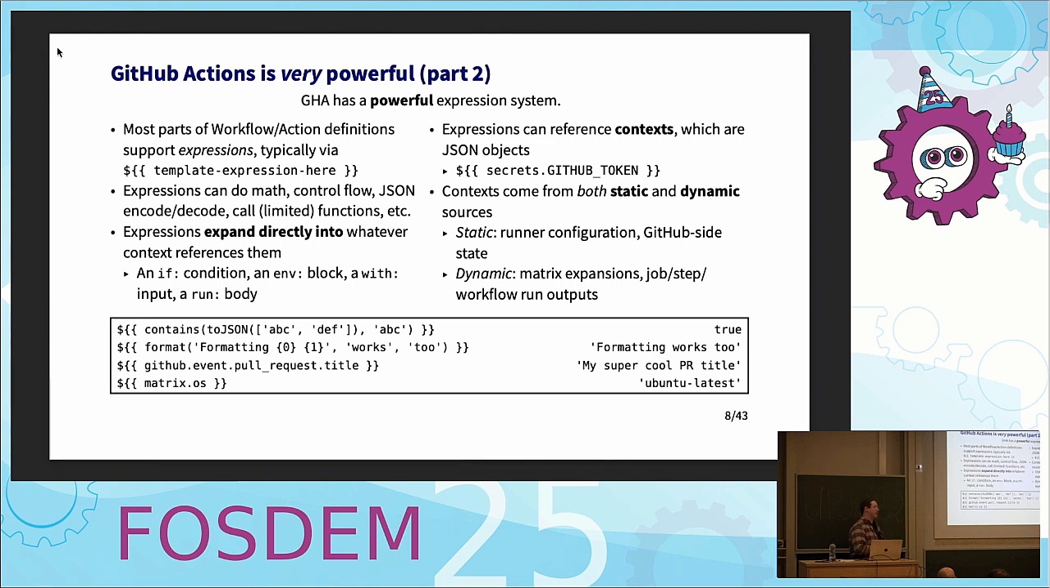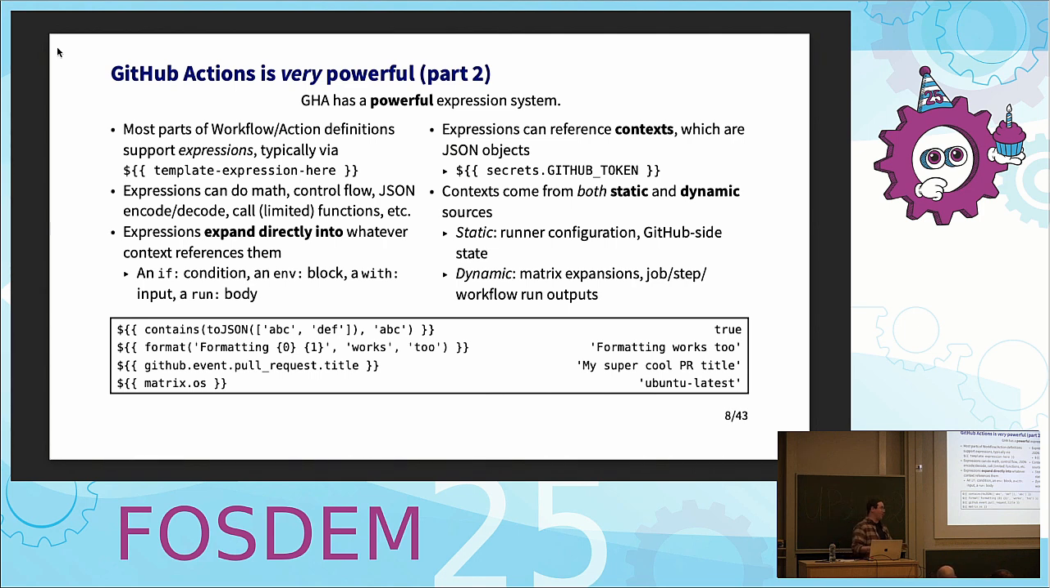And these contexts come from both static and dynamic sources. The static source is something that you define ahead of time for the runner to load. So that's things like the runner's configuration, as well as GitHub-side state, so the event name and the event payload that triggered the workflow. And then dynamic is things like matrix expansions.